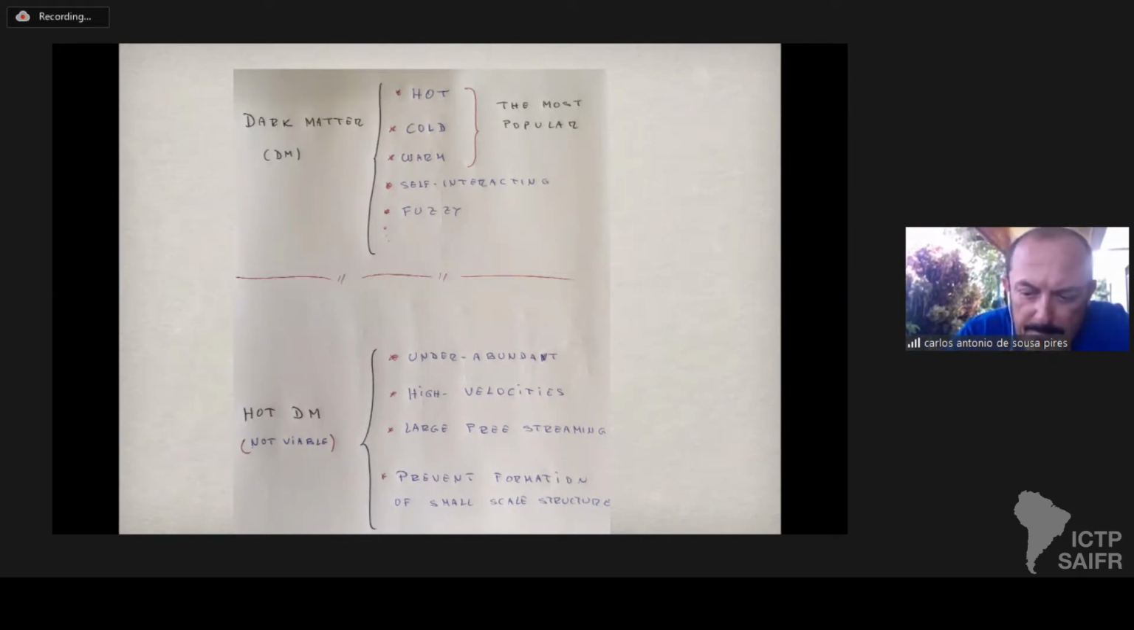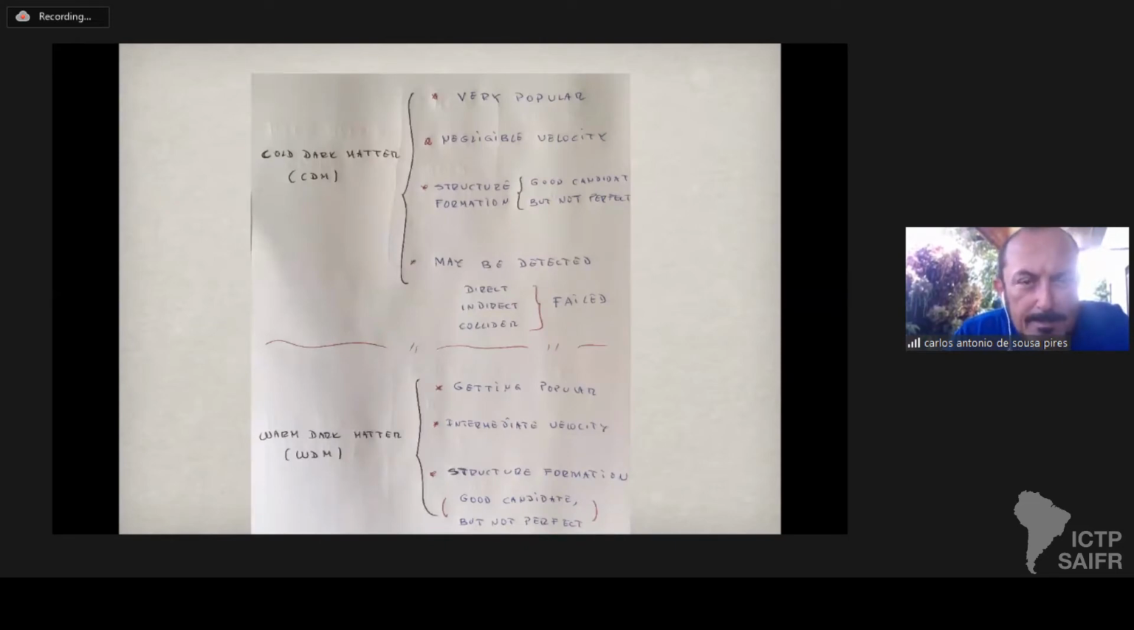Another kind of dark matter that is very well known is called cold dark matter. This kind of dark matter is very popular. People have been working with cold dark matter for, I think, three or four decades. It is characterized by negligible velocity. In what concerns structure formation, it is a good candidate, but it's not perfect. It didn't solve all the problems with structure formation. But it's nice. People consider cold dark matter a nice candidate for structure formation.